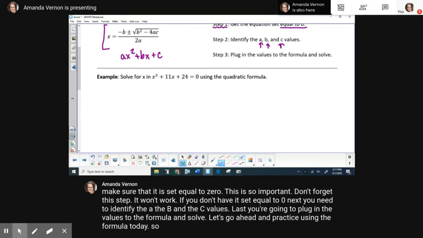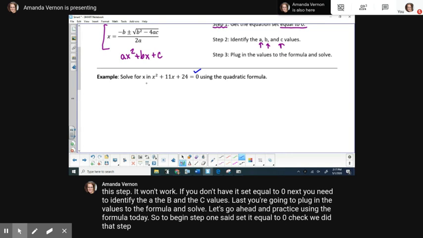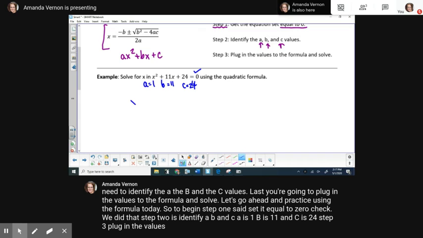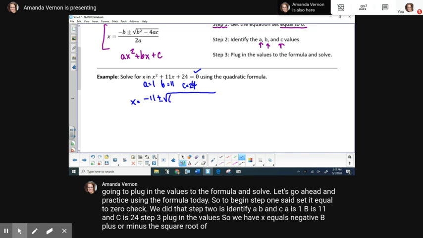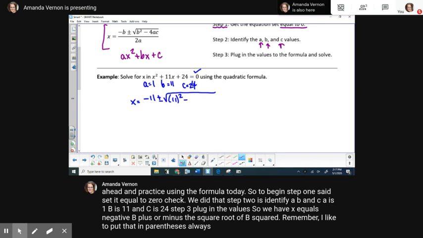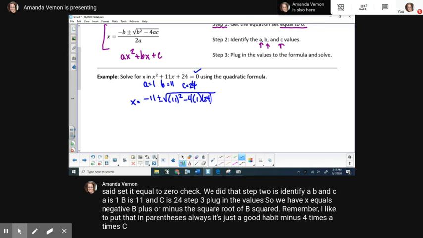So to begin, step 1 said, set it equal to 0. Check. We did that. Step 2 is identify A, B, and C. A is 1, B is 11, and C is 24. Step 3, plug in the values. So we have x equals negative b plus or minus the square root of b squared. Remember, I like to put that in parentheses always. It's just a good habit. Minus 4 times a times c, all divided by 2a.